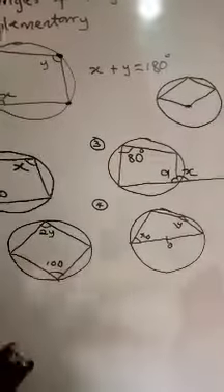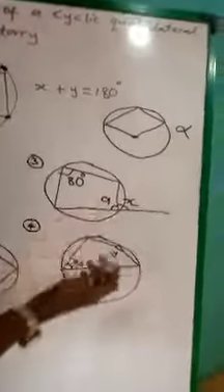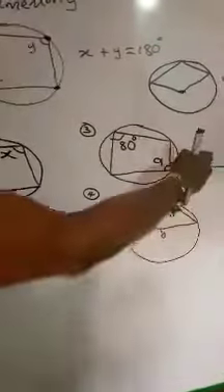And if A is 100, then x and A are angles on a straight line. That means x is 180 minus A, which is 180 minus 100. That means x is going to be 80.